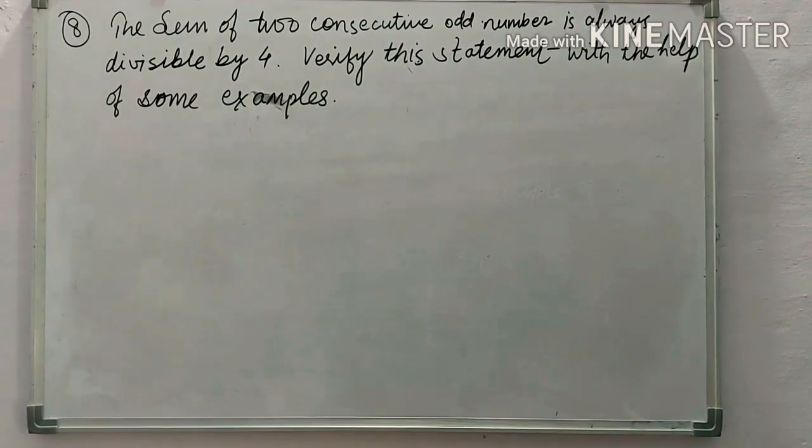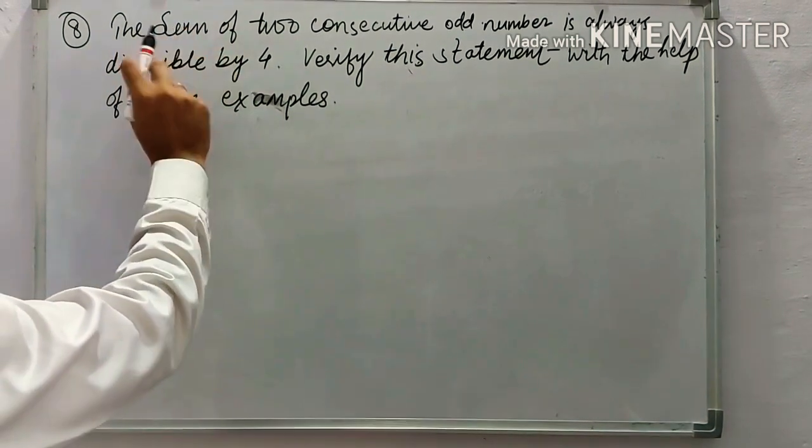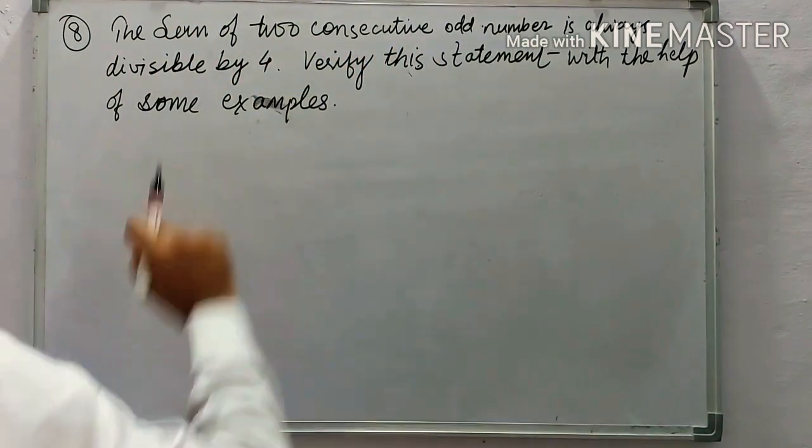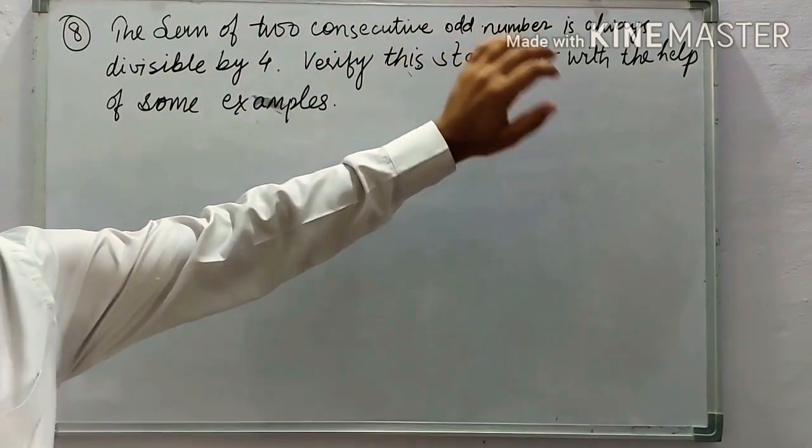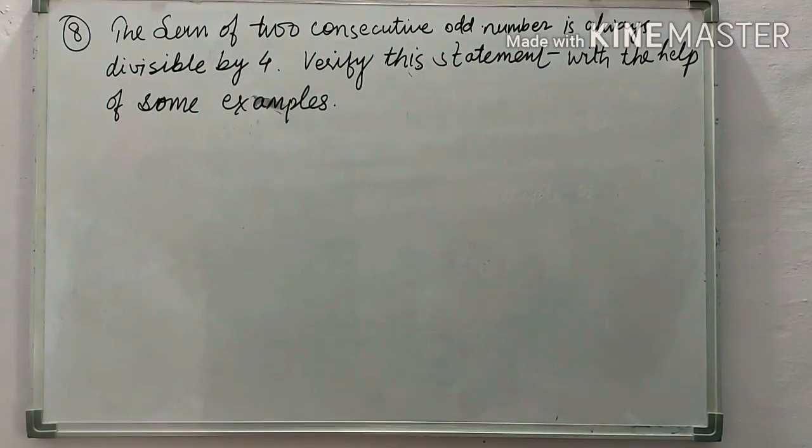Now, next question: the sum of two consecutive odd numbers is always divisible by 4. Verify the statement with the help of some examples.